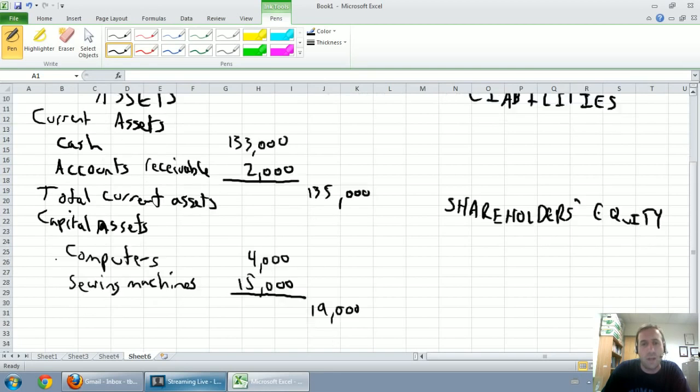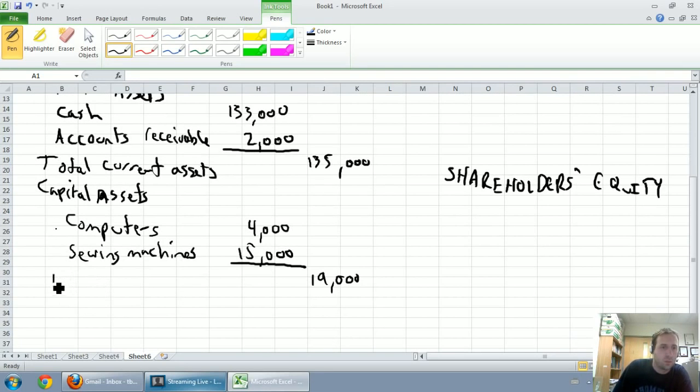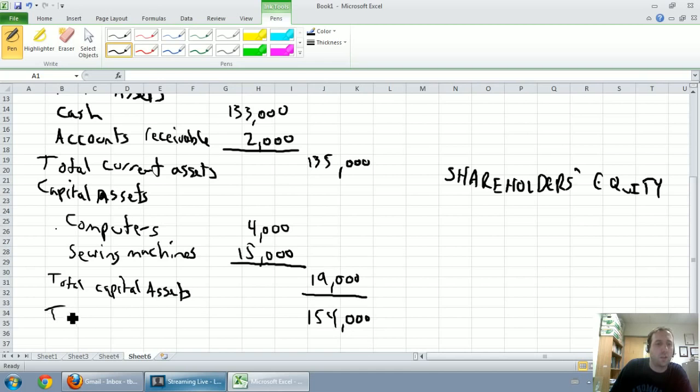And that's our total capital assets. So our grand total for assets, 135 plus 19, is $154,000. That's our total assets. And we're on track. I shouldn't be capitalizing any of these, and I'm sorry I am. It's a bad habit. These should all be lowercase if we want to get technical here. The first letter of the line is capital, then after that everything else is lowercase.